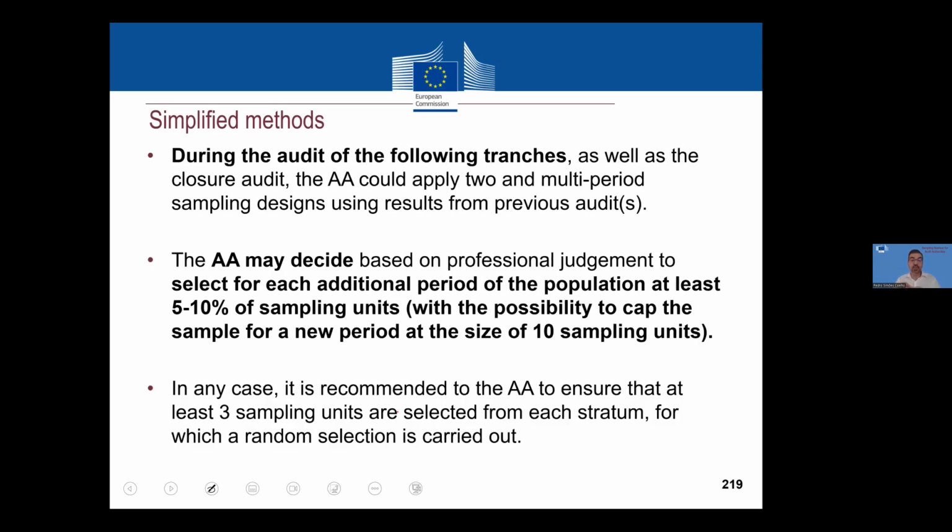For the following tranches, you may also have a simplified approach where, based on professional judgment, for the additional period you can select a sample of at least 5 to 10% of the sample units. And again, with the possibility to cap the sample size of the additional sample covering the additional period to 10 sampling units. So start with the minimum of 30, and then you can cap the following audits to 10 units in each audit. In any case, it's absolutely important that if you have stratum periods, at least 3 units are selected for each stratum, in compliance with the general rule that we always have.